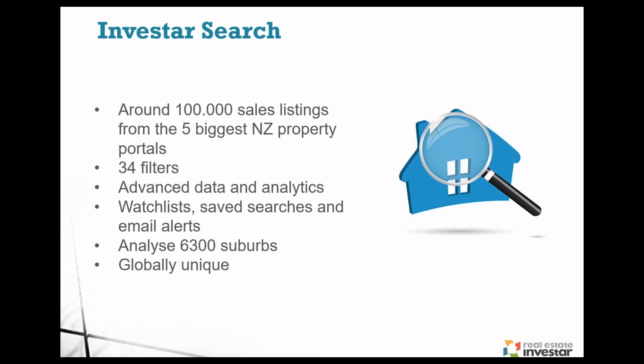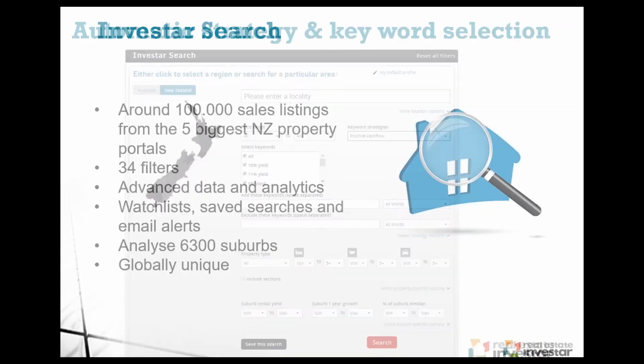You can see too the advanced data, which I'm going to go into a bit further later. You've got watch lists, save searches, and alerts you can control to your email. We've got about 6,300 suburbs in NZ, and you can analyse pretty much every one of them. The beauty of the system is that it's globally unique. There are bits and pieces in other software, of course, but there's no other one that puts everything together to give you a time-saving, streamlined, outcome-based research process like our software does.